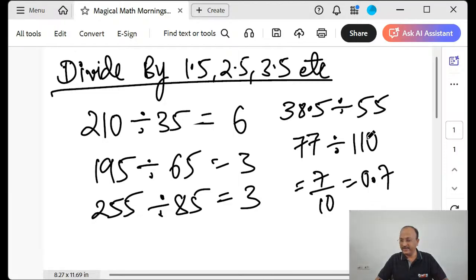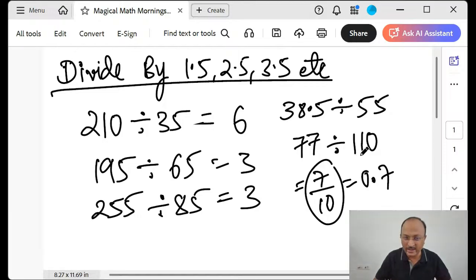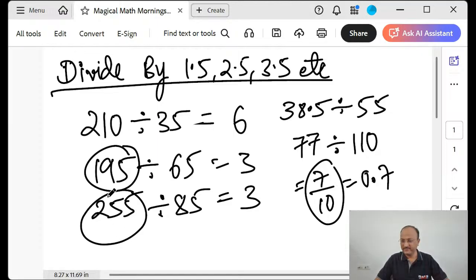77 divided by 110, 11 sevens are 77, 11 tens are 110. 7 by 10 means division by 10, 100, 1000, which we have already learned. It's very simple. Just put the decimal point. Isn't it fun dividing any number by 1.5, 2.5, 3.5? Is it applicable in all cases? But in many cases we can use this. Whenever it is an even number, and odd numbers also ending with 5, we can easily apply this. In some cases it may be difficult, but those we'll do with the earlier method we learned. This is an easier one.